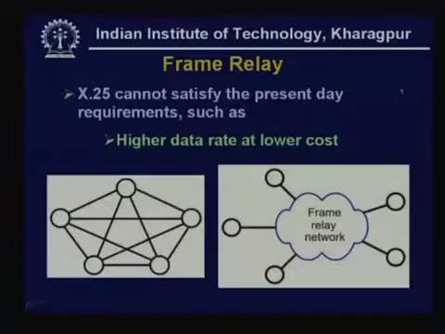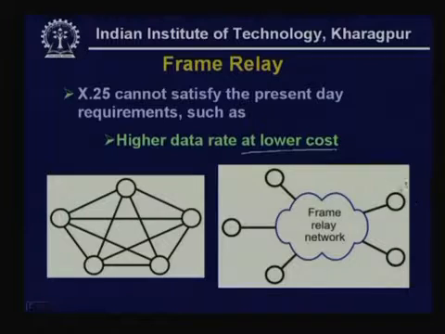As a result, it was necessary to have elaborate error control and flow control mechanisms, which however are not really required in the present day context. That ushered in the development of a faster packet switch network known as frame relay, and we shall discuss it now. And as I mentioned, X.25 cannot satisfy present day requirements such as higher data rate at lower cost.